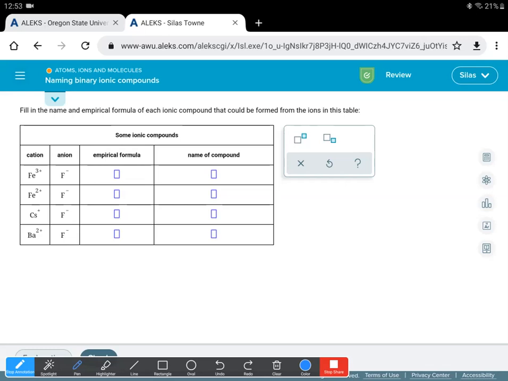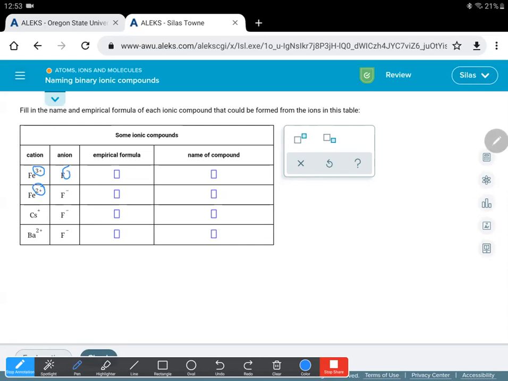Now, this is good practice because the empirical formula is our charge balanced ion. Is it a 1-to-1 ratio, a 1-to-2, a 1-to-3, a 2-to-3? What is that ratio where we have a charge balance? So if we have 3 pluses, we've got to have 3 minuses. Now this problem tells us what the cation is. Is it 3 plus? Is it 2 plus? Is it 1 minus? All these are with fluorine minuses.